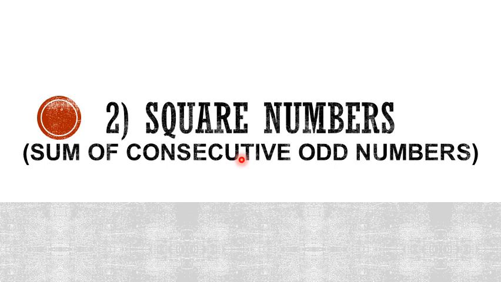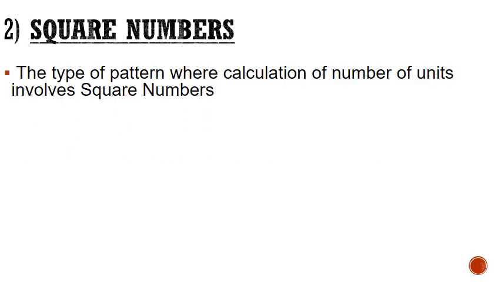Today we are going to focus on square numbers type of growing patterns. Another name for it is the sum of consecutive odd numbers. Later you will see why we call it consecutive odd numbers question. Square numbers: this is a type of pattern where calculation of the number of units involve square numbers. By now you should know what square numbers are.